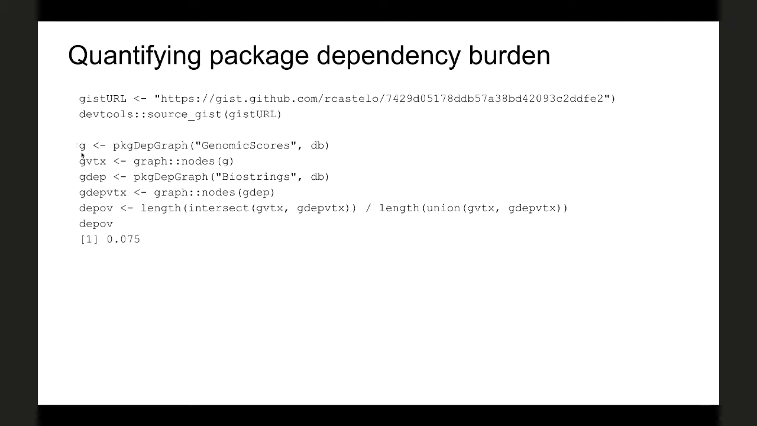And I provide a few functions to explore this. One is called package dependency graph, that builds this graph of dependencies. If I do this for the genomic scores package and for Biostrings, and then I look at the ratio between the intersection of the dependencies divided by the union, which is the Jaccard index, you get that there is a dependency overlap, we may call it, of 0.075. 0 would be totally disjoint graphs, 1 would be identical graphs, so 0.07 is a very tiny fraction.